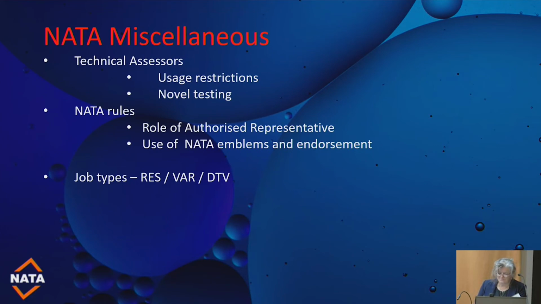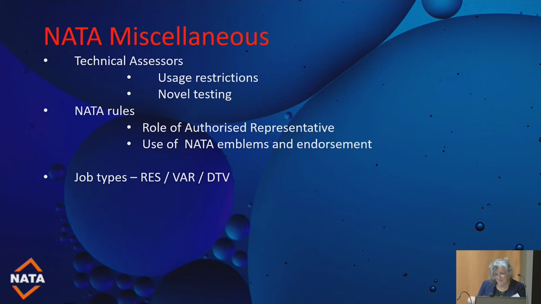There are also the NATA rules, which talk about the use of emblems. I think we're a bit fixated on that, and the role of the authorised rep. And then the job types. The job types you'd always be asked to look at are reassessments, and they're usually on site, usually for a day. Sometimes they can be more. You'd also be asked to look at a variation visit.